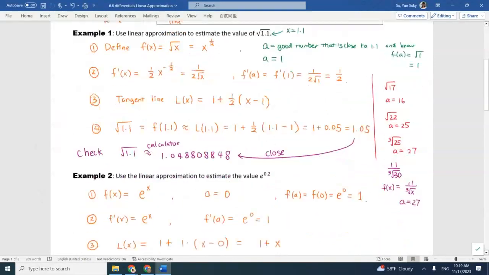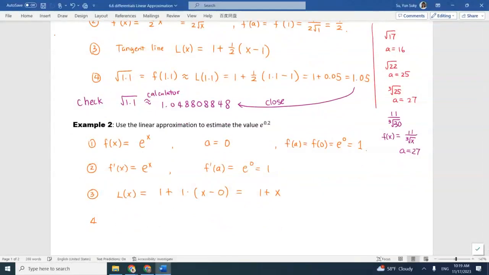Now, last step. We have e to the 0.2. This is like f of 0.2, and it's approximated by L of 0.2. Do you see we get 1 plus x? We plug in x as 0.2. A typical mistake is to plug in x as e to the 0.2.